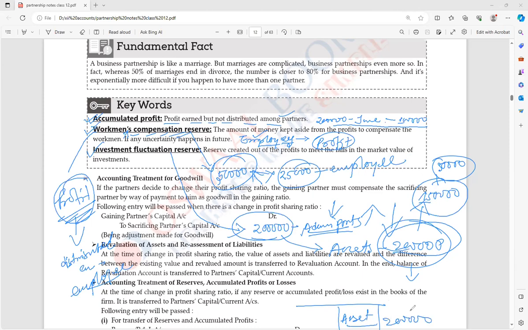Yeah. But it can be possible that this 2 lakh rupees can reduce. Say I invested last year. Now this year the value of this asset, the value of these shares, goes down to 1,50,000 due to the share market going down. Clear?